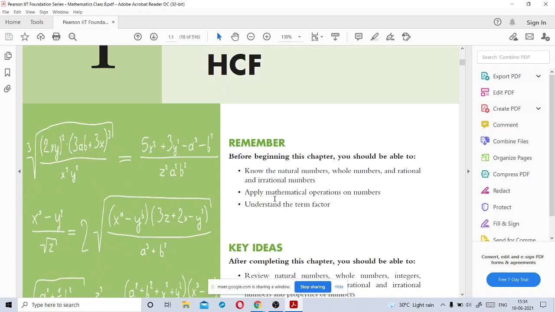Next, we have to apply mathematical operations on numbers. What are the mathematical operations on numbers? Do you remember, my dear children? Addition, subtraction, multiplication, and division. Yes.